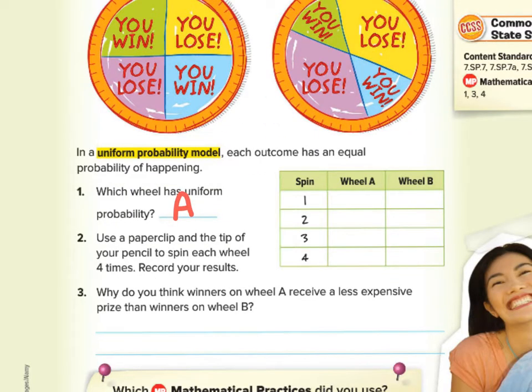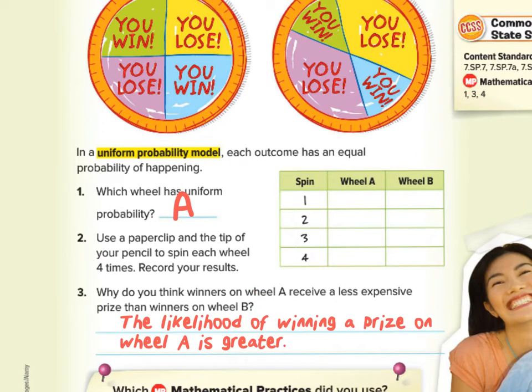So with that being said, why do you think winners on wheel A, right here, receive a less expensive prize than winners on wheel B? Well, the likelihood of winning a prize on wheel A is greater, simply because over here is 50-50, while over here is only about 25%. So because there's a greater chance of winning when you spin this wheel, more people are going to win, so you have to give cheaper prizes. If you give the expensive prizes out for wheel A, you will not make very much money as the host of the game.